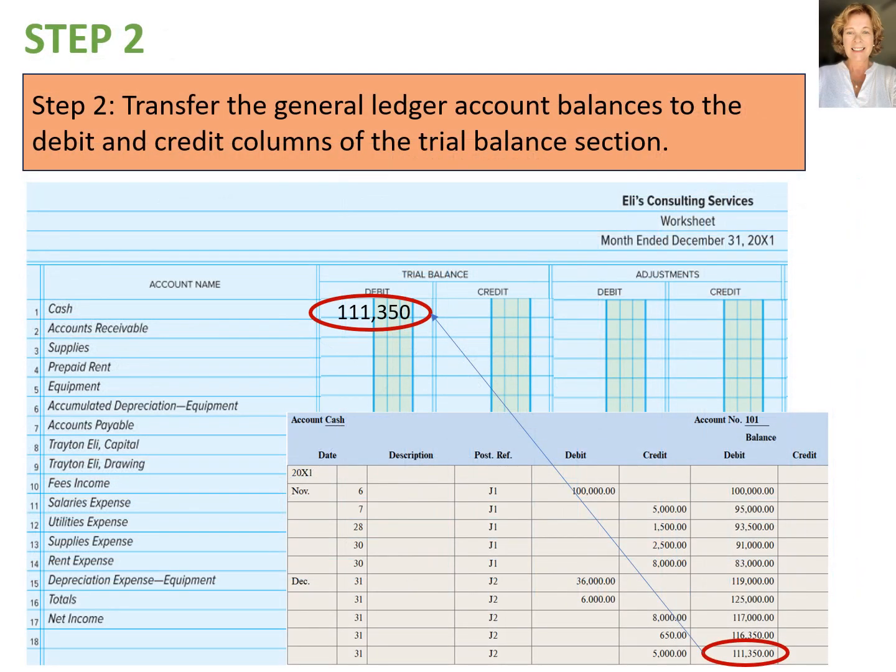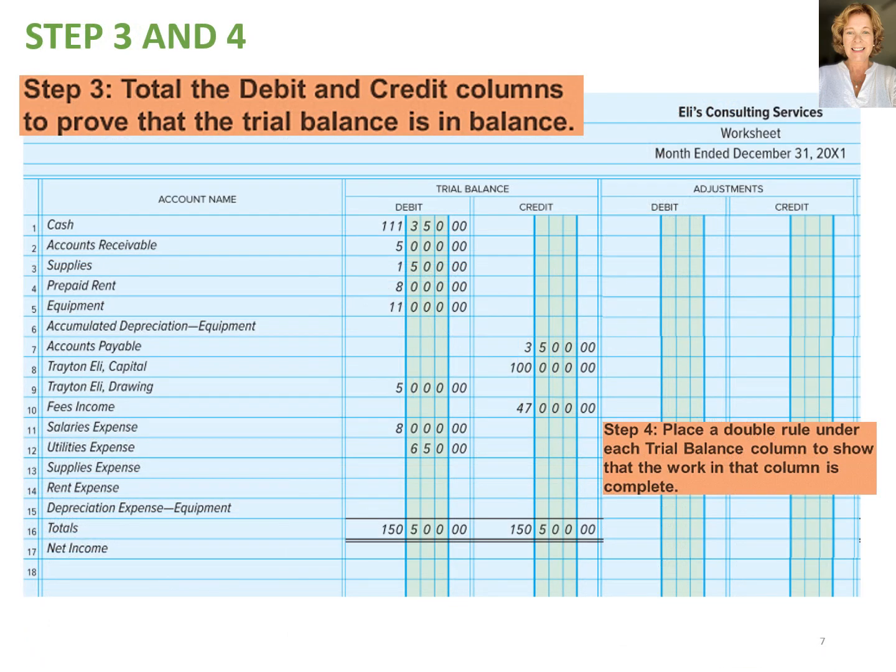Next step is to look at each T account and transfer the balance, like we've done here for the cash account. It has a debit balance of $111,350. We'll transfer that to the debit column of the trial balance. And we'll complete that for all of the others as well. And you can see that here.